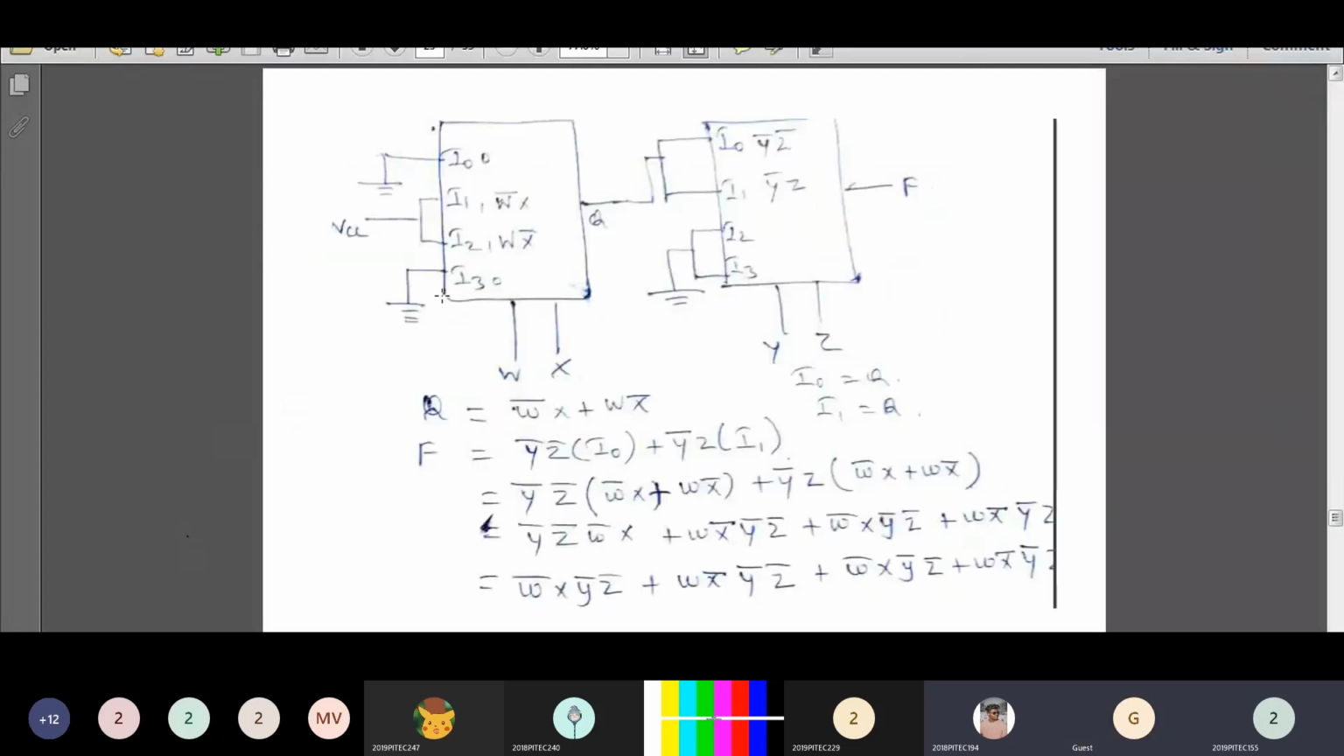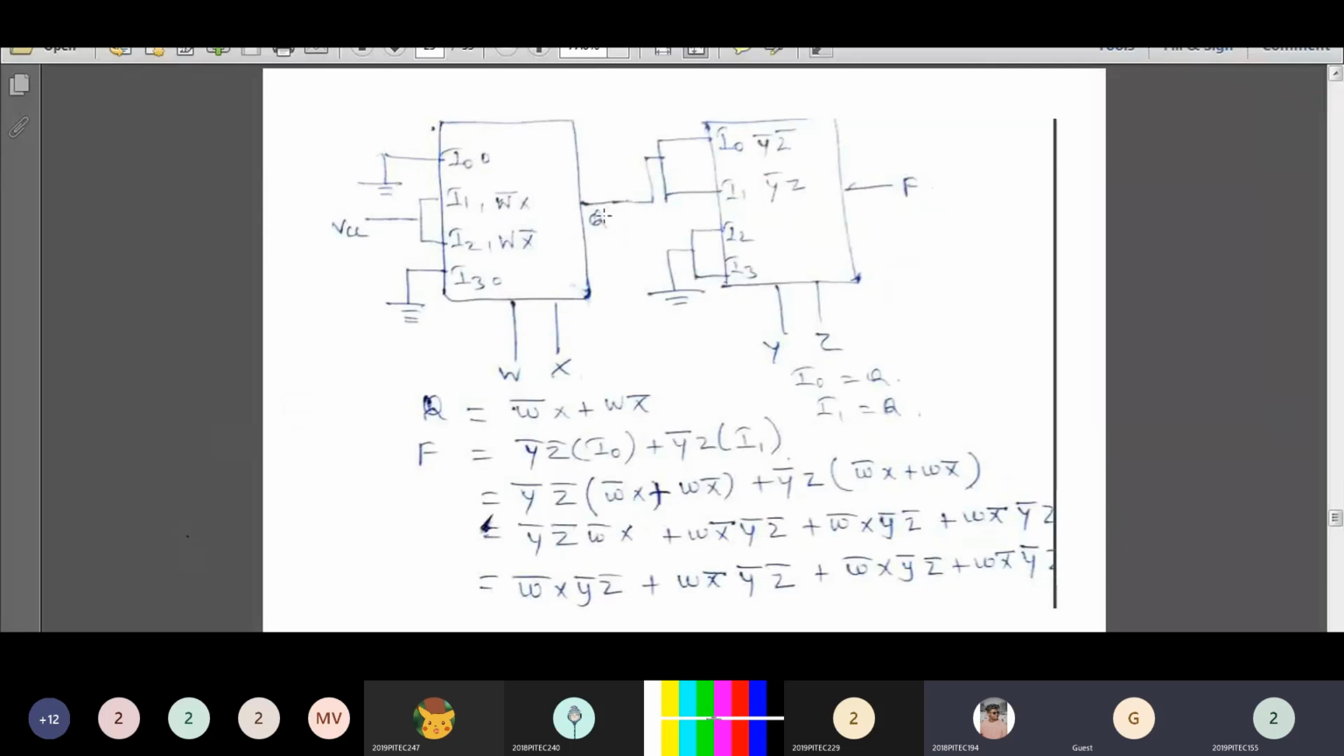Look at the first multiplexer. I0 is connected to ground, that is 0. I1 and I2 are connected to VCC, that is logic 5 volt, that represents the logic value 1. So your I1 and I2 value is 1, and I3 is directly connected to ground, that means 0. So no need to consider I0 and I3. While writing the expression, you have to consider I1 and I2 only.